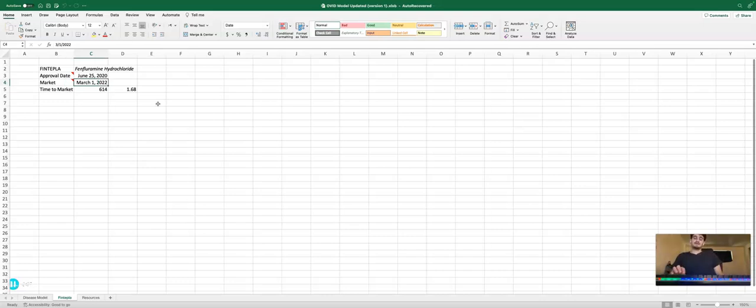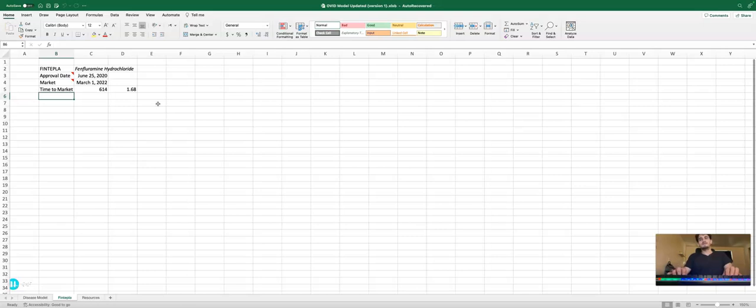So this is really important because the time from actually gaining FDA approval was 614 days, so a little bit over a year and a half. And then we're actually going to have to include this in the model.